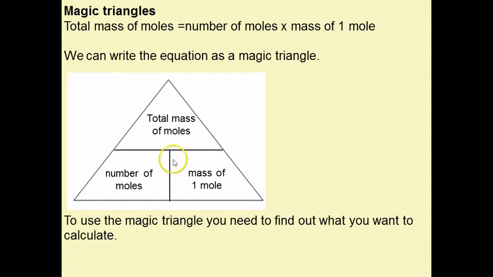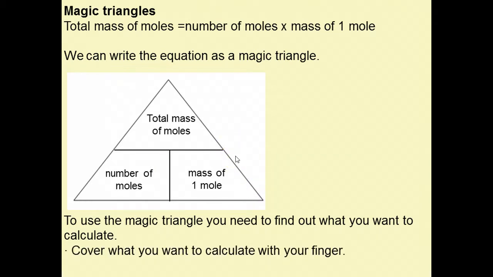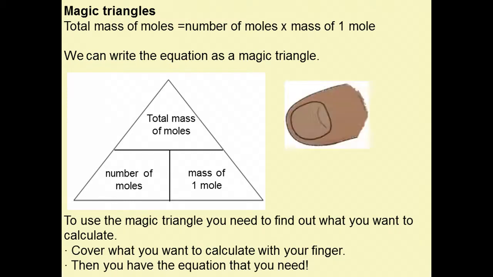To use the magic triangle, you need to find out what you want to calculate. What you do then is you cover what you want to calculate with your finger, and then you have the equation which you need. So, for example, if you want the total mass of moles, it will be equal to the number of moles multiplied by the mass of 1 mole. If you wish to calculate the number of moles, it is equal to the total mass of moles divided by the mass of 1 mole. And finally, if you wish to calculate the mass of 1 mole, you cover that with your finger and you will see it's equal to total mass of moles divided by number of moles.